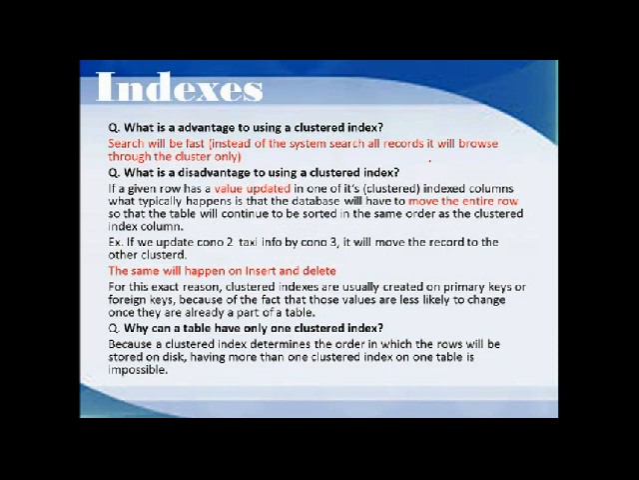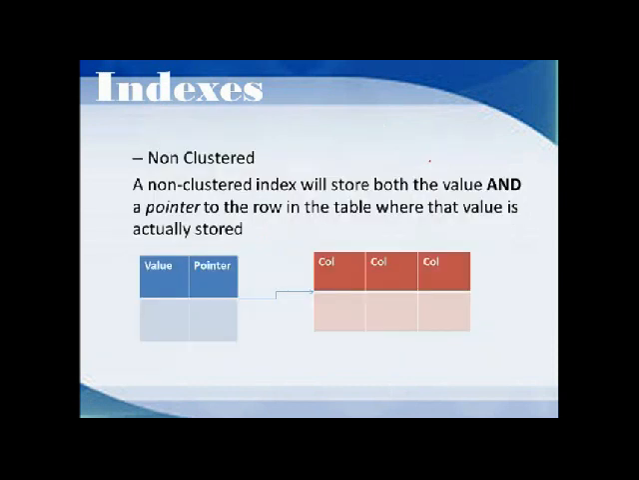Why can a table have only one cluster index? I didn't mention that earlier, but let me mention it now. In any table, there will be one and only one cluster index, because the cluster index is pointing to the actual data. So within one table you will have only one cluster index.